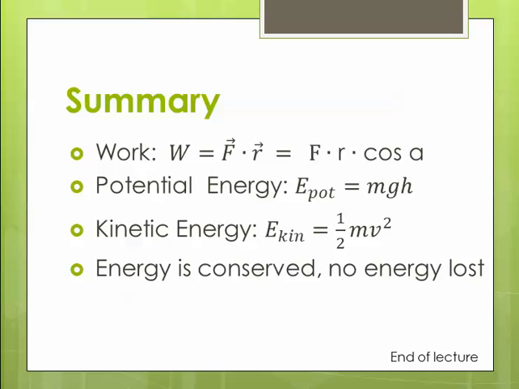We have also learned that potential energy is given by the formula E pot equals m times g times h. It depends on the height of the object. We have learned that kinetic energy is energy of movement. It is given by the formula Ekin equals a half times m times v squared. We have also learned that energy is conserved, which means that no energy is lost. At any point in time, energy is always the same.